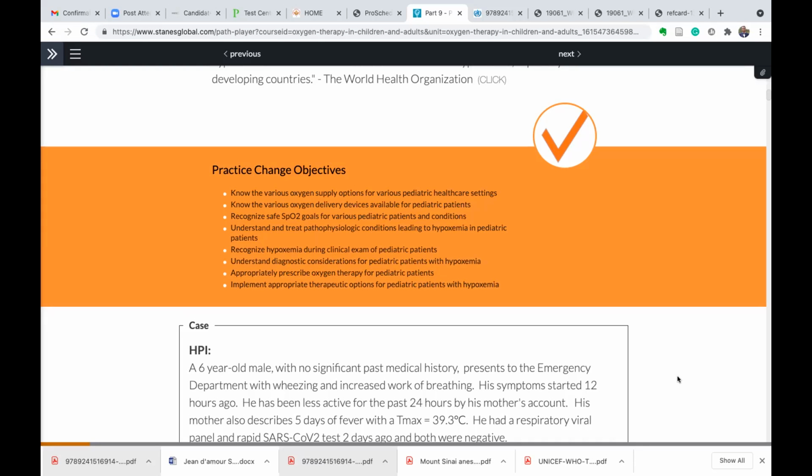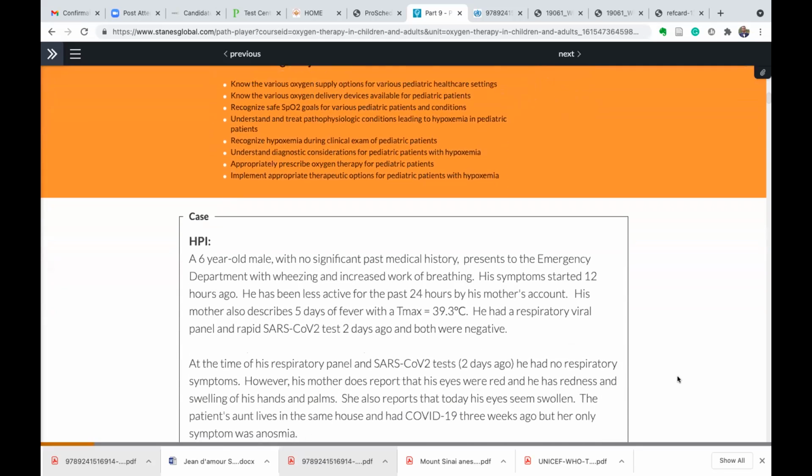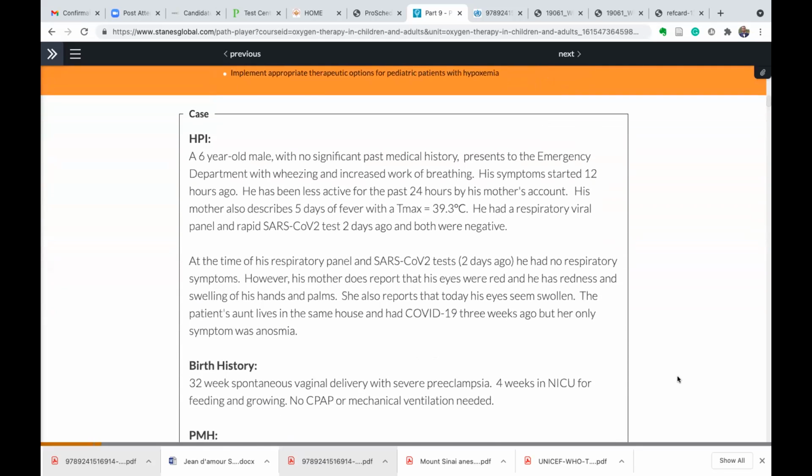Let's start with the case. We have a 6-year-old male with no significant past medical history presenting at the emergency department with wheezing and increased work of breathing. The symptoms started 12 hours ago. He has been less active for the past 24 hours by his mother's report. His mother also described 5 days of fever with a maximum temperature of 39.3. He had a respiratory viral panel and the COVID-19 tests were negative.